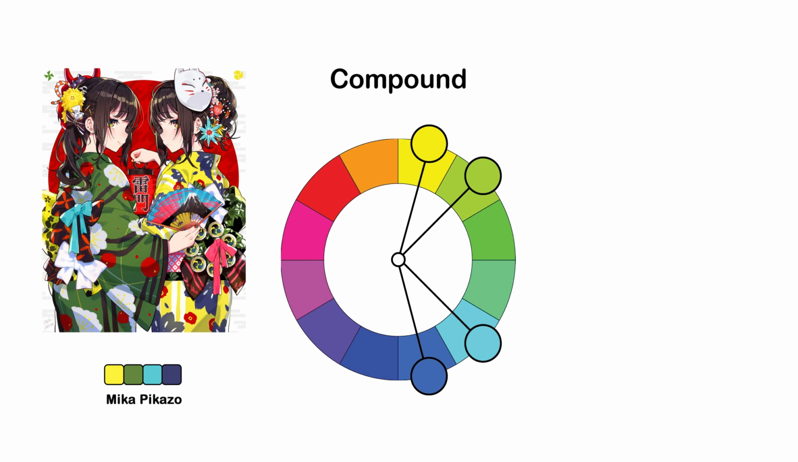Next, we have another of my favorites, the compound harmony. Compound is another 4-color harmony. I like this harmony because it's very vibrant and has a lot of contrast, but it's quite a bit trickier to tell what's going on. Two of the colors don't directly contrast each other, but this harmony also makes sure you have an even split of warm and cool colors.